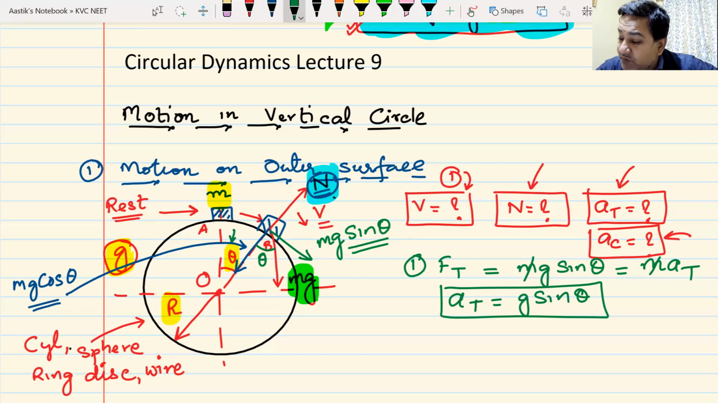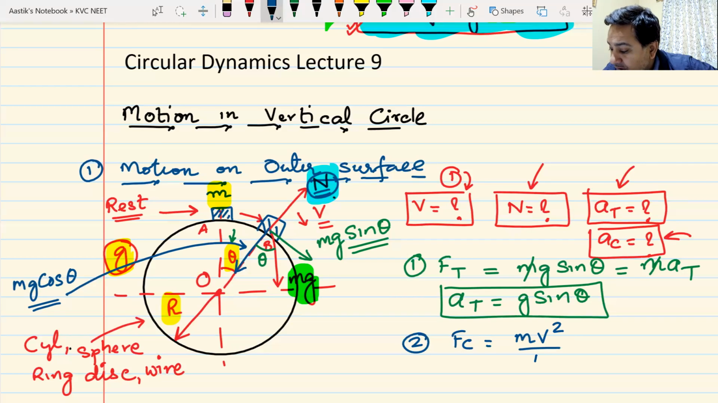Now we make the second equation, the blue equation in the radial direction, F centripetal, which is equal to mv squared by r.